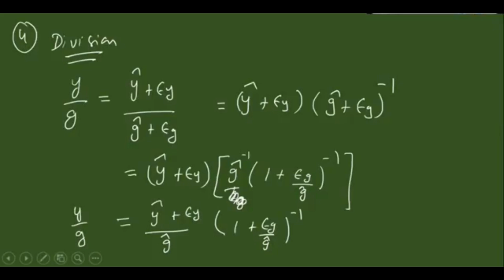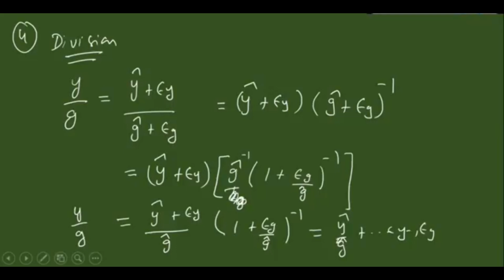Whenever I multiply this term with the rest of the terms, y cap over g bar always exists along with some epsilon y and epsilon g terms, which means that in the case of division, propagation of error becomes more complicated. So this is the only point that I want to establish here. The final answer would be something like y cap upon g bar plus some terms of epsilon y and epsilon g. We are not interested in computing those. The point is that whenever you compute a division, the error term becomes more complicated as well.